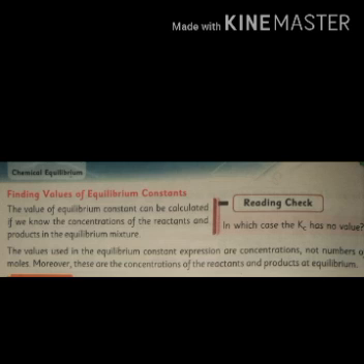So now the last topic is finding values of equilibrium constants, that is, how we can find the values of equilibrium constants. The value of the equilibrium constant can be calculated, can be measured, if we know the concentrations of the reactants and products in the equilibrium mixture. And the values used in the equilibrium constant expression are concentrations, not the numbers of moles. Moreover, these are the concentrations of reactants and products at equilibrium.